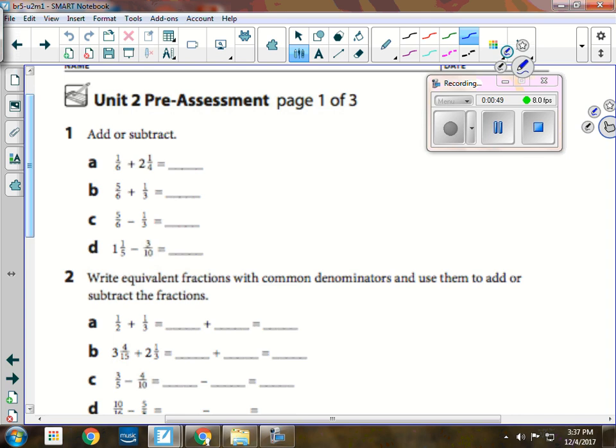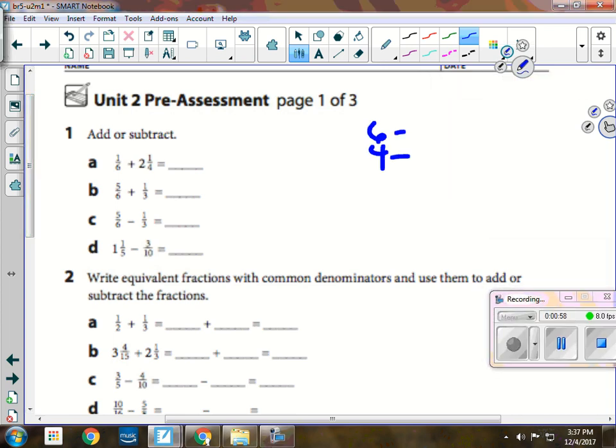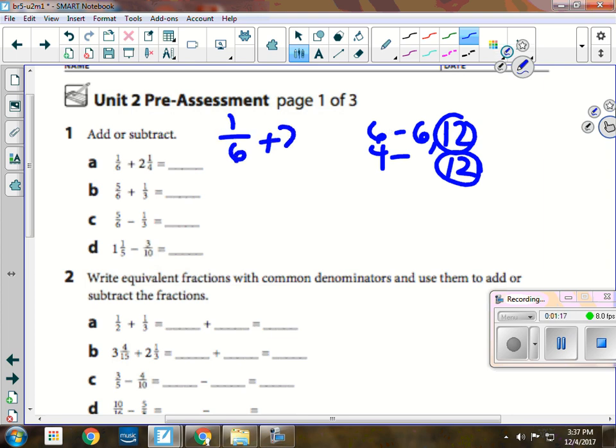I'm going to erase. So 1/6 plus 2 and 1/4. The 6 and the 4 are different denominators, so we need to be able to find a common denominator. We think about their multiplication facts, the multiples, and I usually just go through the bigger number until I see a number that I know 4 can turn into: 12, 4 times 3. So there's our common denominator. So 1/6 plus 2 and 1/4 will turn into 12ths for both of these.